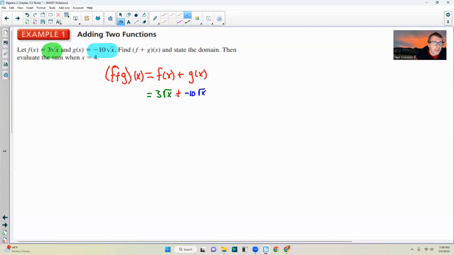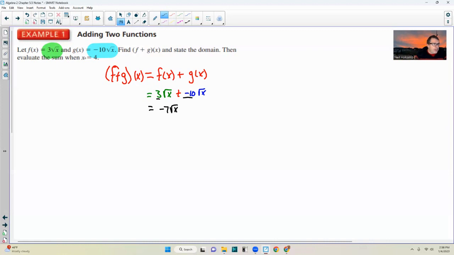Square root of 3x plus a negative 10 square root x. And when we're adding square roots with the numbers outside being different, our coefficients, if you will, then that would be just taking this 3 minus 10 and getting negative 7, and the square root of x just comes along for the ride. So there's the answer. That's what f plus g of x will become.